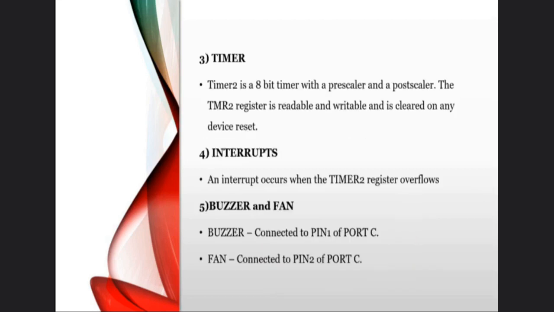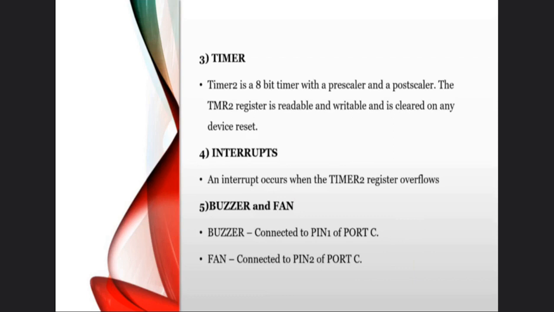The next peripheral is the timer. We have 3 timer modules, timer 0, timer 1 and timer 2. But for this project we use the timer 2 module. It is a 16-bit module with a prescaler and postscaler. Timer 2 can be used for both read and write operations. It is cleared on reset.